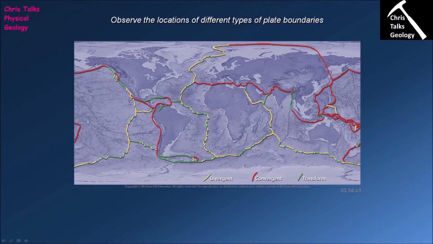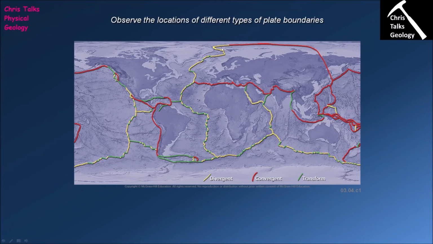So if we look at our plate tectonic diagram and we apply our three different types of plate boundary to it, we can start to define what each type of boundary is. So remember, our types of boundary are of course divergent, plates move apart; convergent, plates move towards each other; transform, plates move past each other.